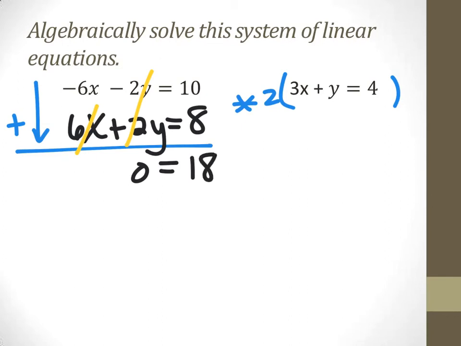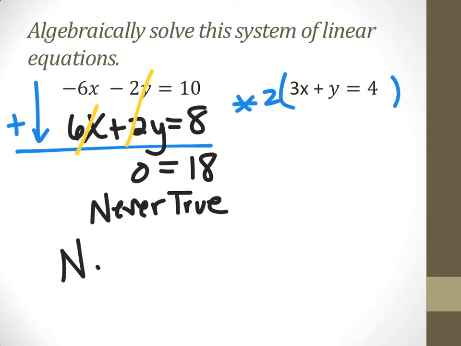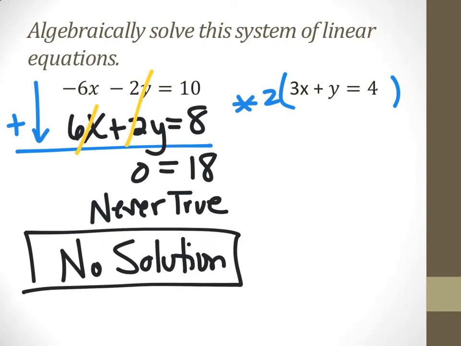That is never true. So that means there is no solution. No solution means these lines never touch. So what does that mean to us? They must be parallel. So does that make sense?